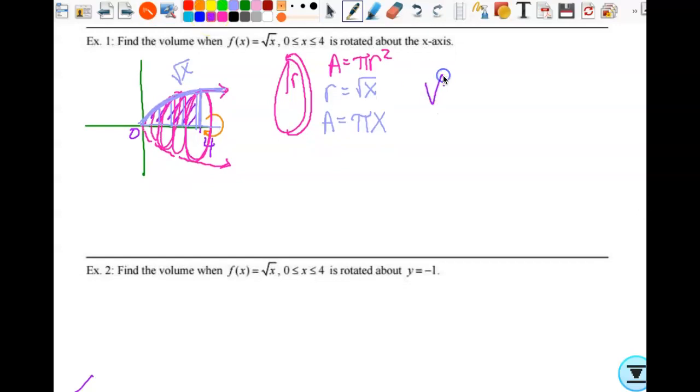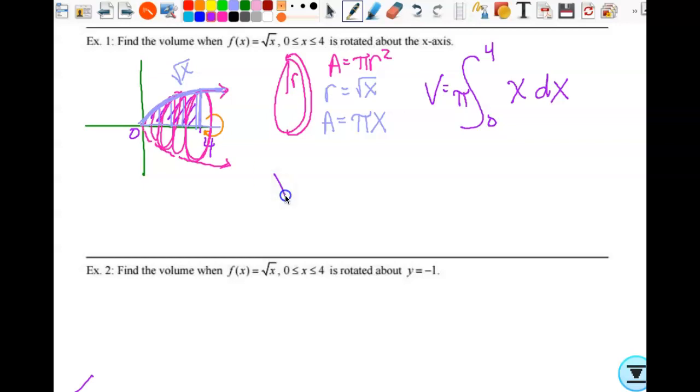So my volume is going to be the integral from what to what? 0 to 4. I'm going to put the pi on the outside. I never remember to do that until I've already written it. So pi, and then r squared. What is r squared? x dx. It's just x. r squared is x. Right?